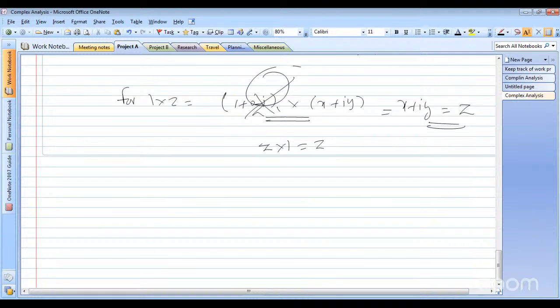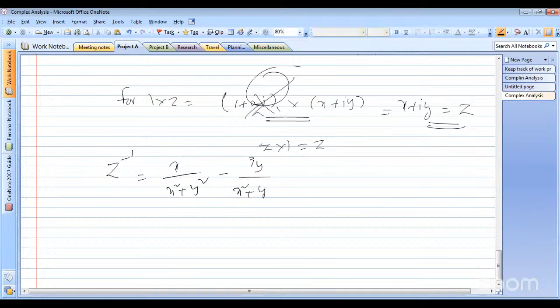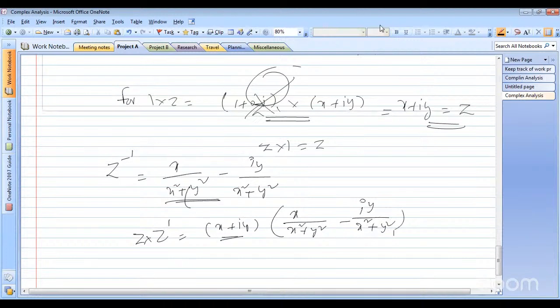Now the multiplicative inverse of z, z inverse, is given by x by x square plus y square, then minus y by x square plus y square, as i. So one of the problems we are taking here is z into z inverse. We know that z is equal to x plus iy. Then what is z inverse? x by x square plus y square minus iy by x square plus y square. We are taking here.